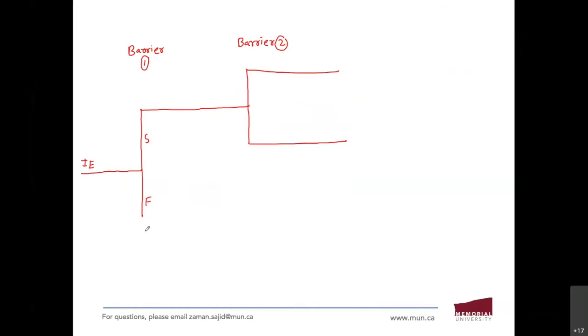So when barrier number 1 fails, the next thing is it goes to the second barrier. Again, there could be two possibilities in the second barrier: either it could be a success or it could be a failure. This is my success, and this is my failure. And then you have the outcomes or the consequences. Similarly, this is my success and this is my failure.